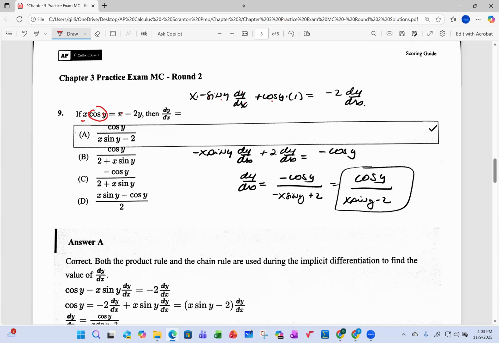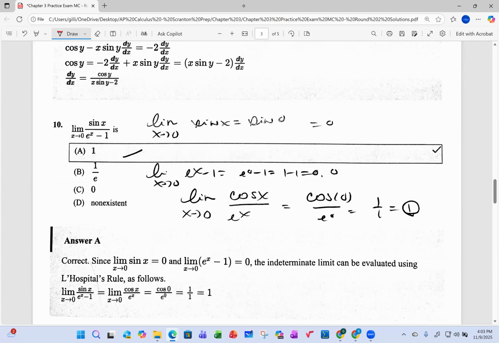I'll take over this dy dx by making it positive, and I'll send this to the other side, making it negative. When I factor out my dy dx, I'm left with negative x times the sine of y plus 2, and I'll divide by that and end up with this as my answer.